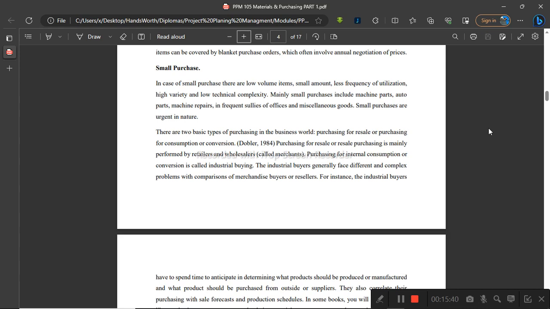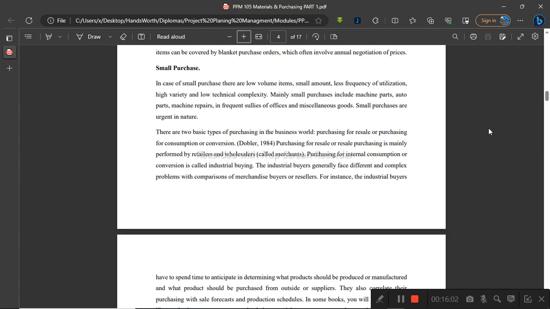There are two basic types of purchasing in the business world: purchasing for resale, or purchasing for consumption or conversion. So apart from the two categories of purchasing, we also have two different basic types of purchasing.